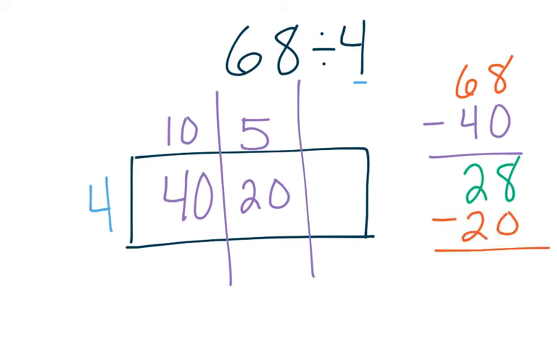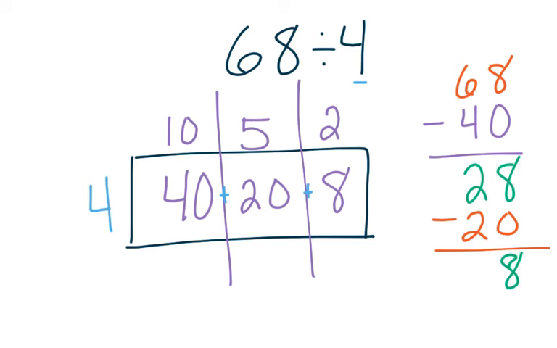And now I'm left with 8. 4 times what gives me 8? 4 times 2 gives me 8. What's inside of my rectangle, my 40, my 20, and my 8, should all add up to my total. My 68 represents my total. 40 plus 20 is 60, plus 8 more gives me my total of 68.